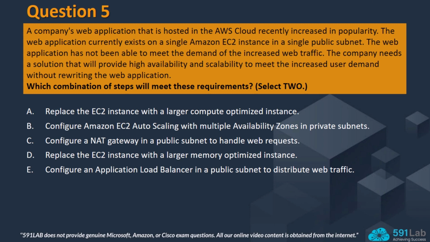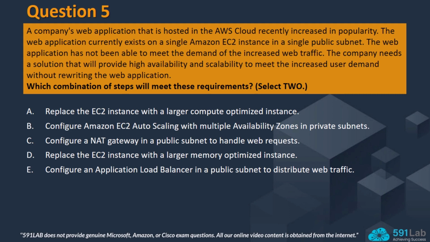So the choices are: option A, replace the EC2 instance with a larger compute optimized instance. This does not provide high availability or scalability, and replacing with a larger instance might still have limitations. Option B, configure Amazon EC2 auto scaling with multiple AZs in private subnet. Auto scaling allows you to automatically adjust the number of EC2 instances in response to change in demand. By configuring auto scaling with multiple AZs or availability zones, you improve fault tolerance and ensure high availability. So option B seems to be correct.